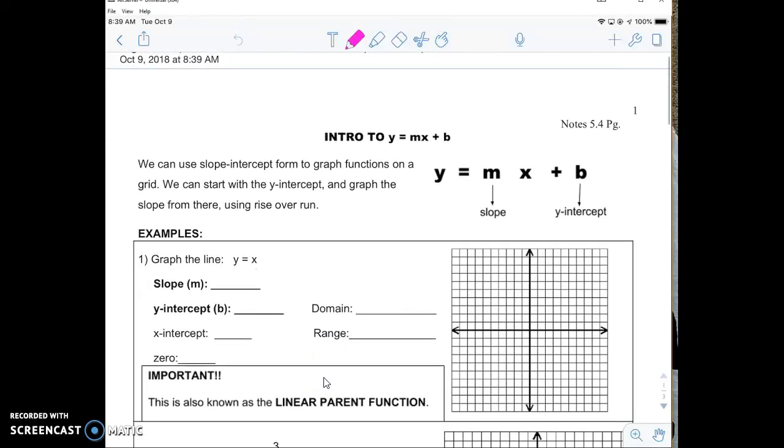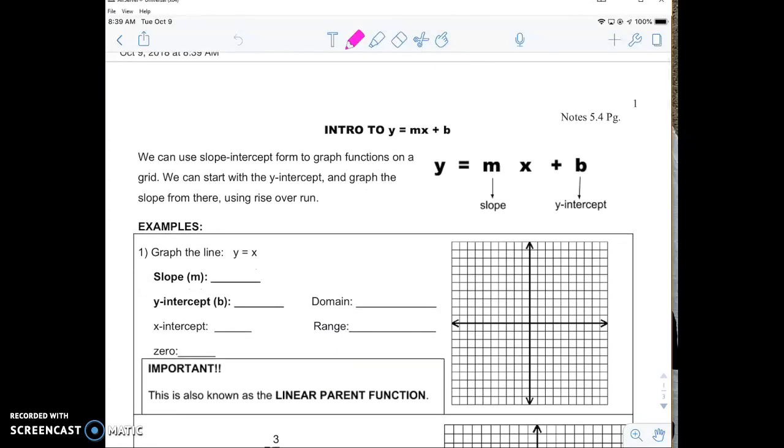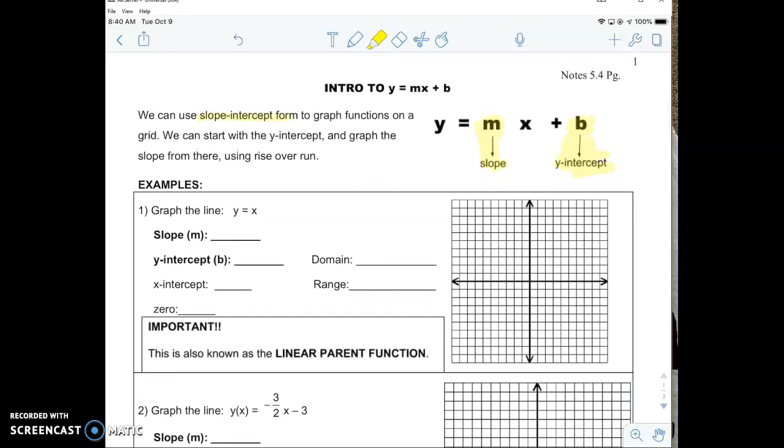This is Notes 5.4, Intro to y equals mx plus b. Y equals mx plus b is called slope-intercept form, where m is our slope and b is the y-intercept. To graph a line, we can start with the y-intercept, and then we can use the slope to find our other points using rise over run.